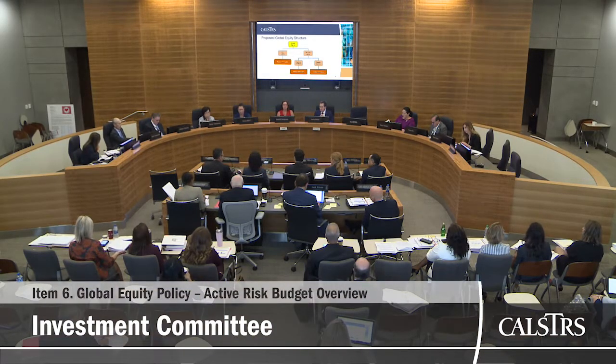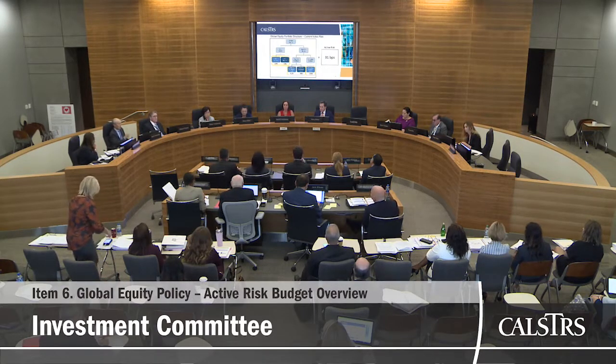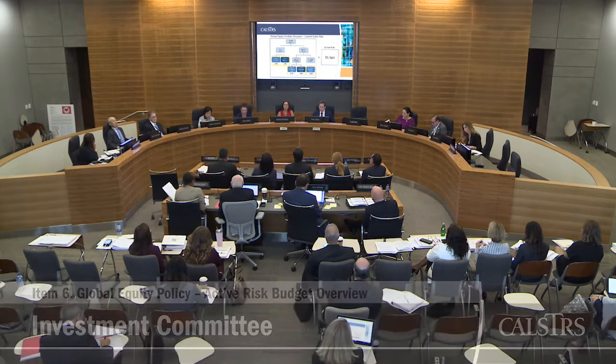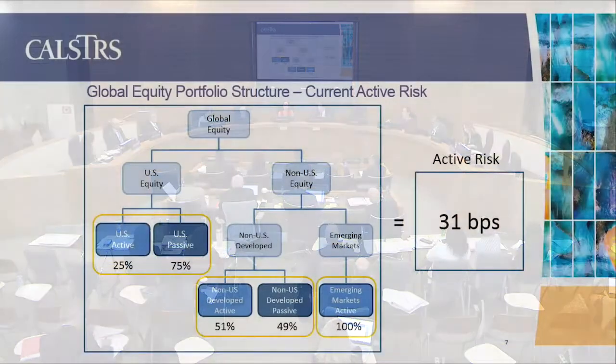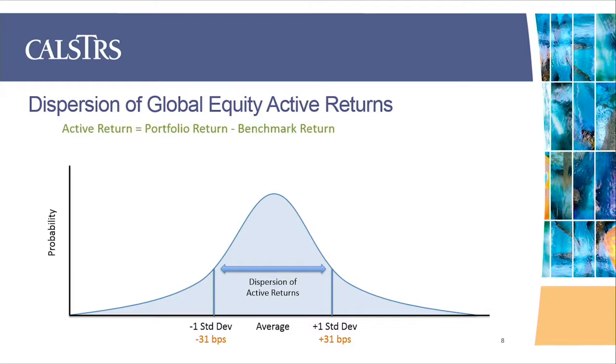Okay, the clicker. The structure of the global equity portfolios shown on the left results in an active risk that was recently 31 basis points, seen on the right. Let's explore what this means, starting with definitions. Active return is the portfolio return minus the benchmark return. Active returns vary over time and are sometimes high or low, but most of the time are near the average, resulting in this bell-shaped curve shown here.